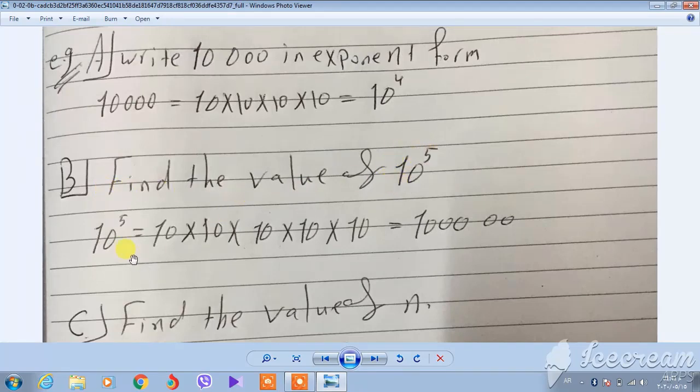5th power of 10. It means because we have 5, the factors are repeated 5 times. 10 times 10 times 10 times 10 times 10, repeated 5 times. 10 times 10 equals 100, times 10 equals 1000, times 10 equals 10,000, and times 10 equals 100,000, student.